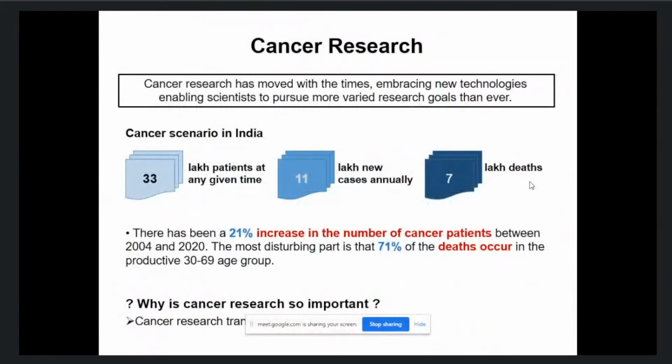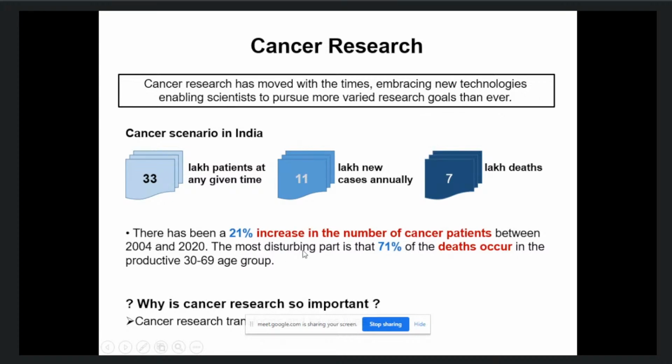We all know that cancer is one of the most researched and most studied diseases all over the world. Various researchers and scientists are involved in finding the best possible solution to treat cancer patients. Statistics show that over 33 lakh patients are reported at any given time. Annually we have lakhs of cases and deaths as well. There is a noticeable 21% increase in the number of cancer patients between 2004 and 2020, so over 16 years, total cancer cases increased by 21%.